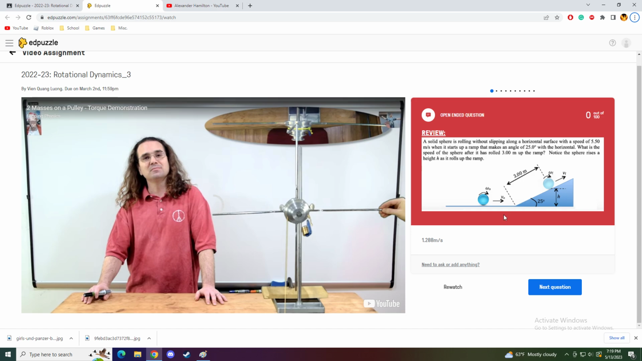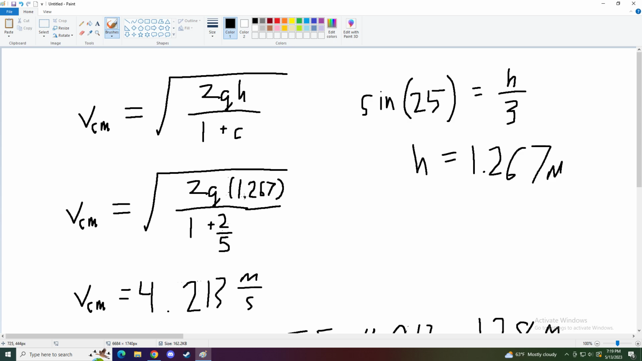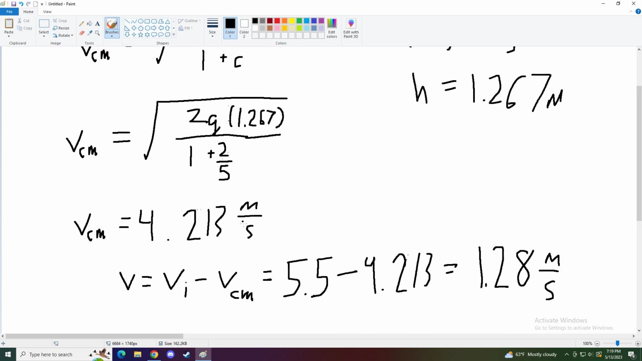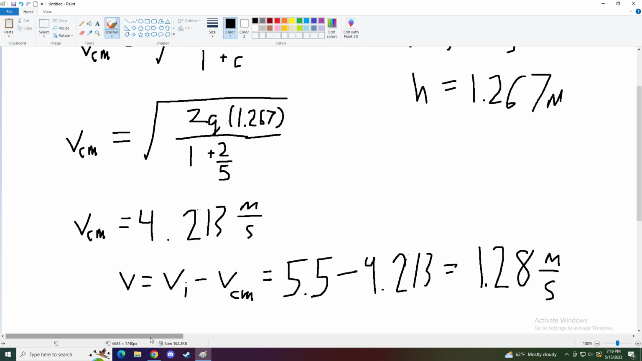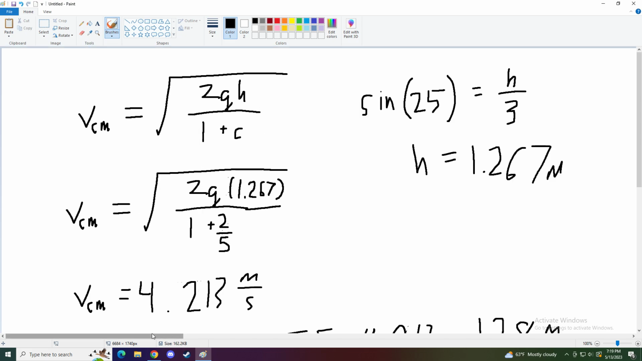PE becomes KE linear and KE rot. However, in this problem, we have a ball rolling up, and as it's rolling up at this height, it still has some kinetic energy. Therefore, not all of that energy was converted to either PE or KE. So we can't just use v_CM to find the speed and subtract it, if you can even subtract two speeds in the first place to find the difference.